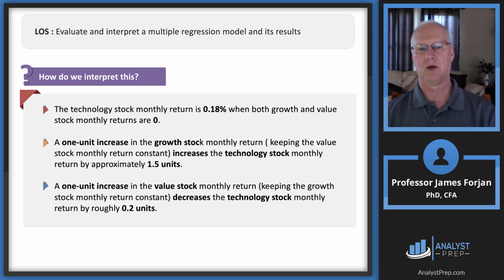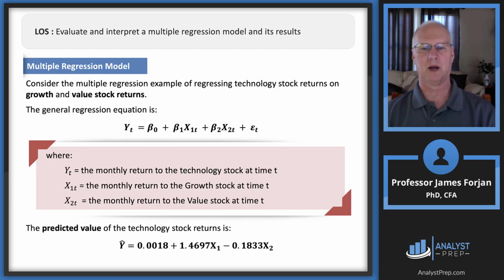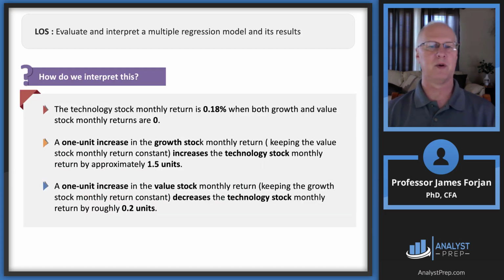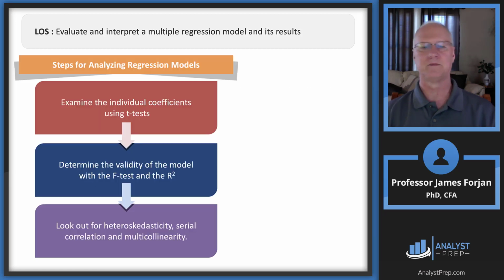And then similarly, a 1 unit increase in the value stock decreases the technology stock by, whoops, I went the wrong way, by 2, because there's the decrease, right? There's the minus sign. So we need to make sure that we're sensitive to plus signs and minus signs in front of the partial regression coefficient.